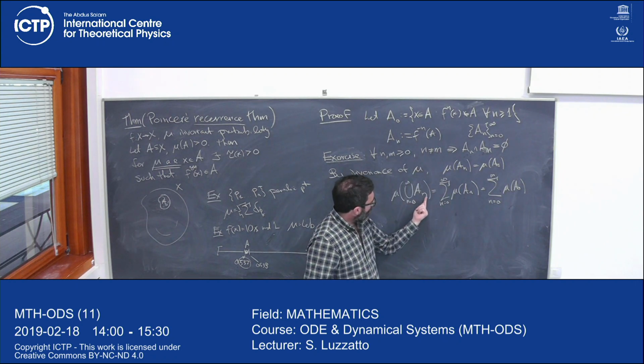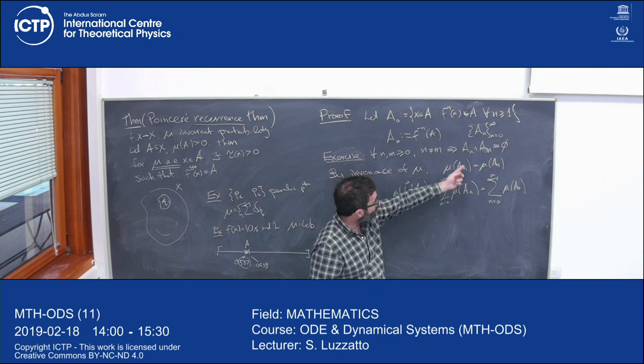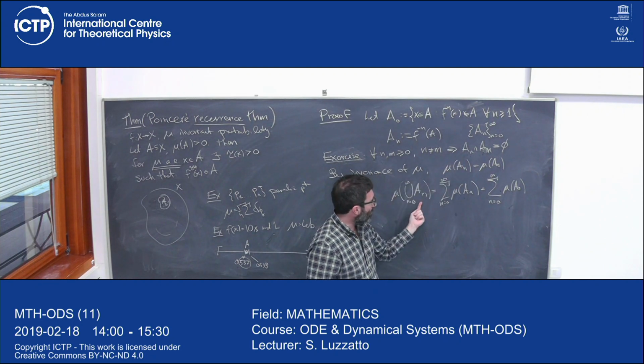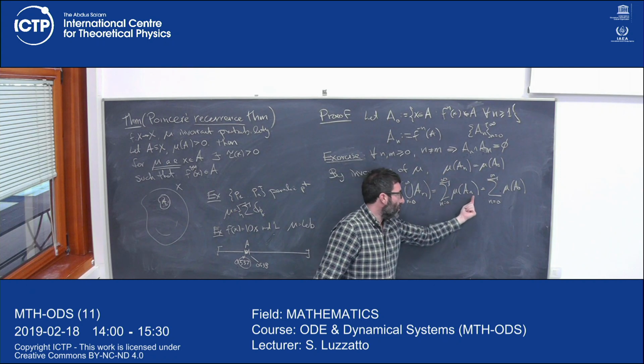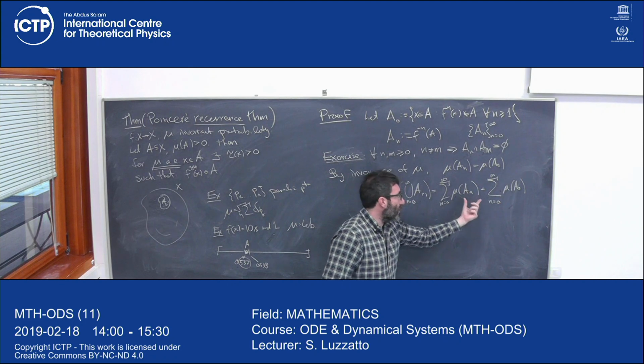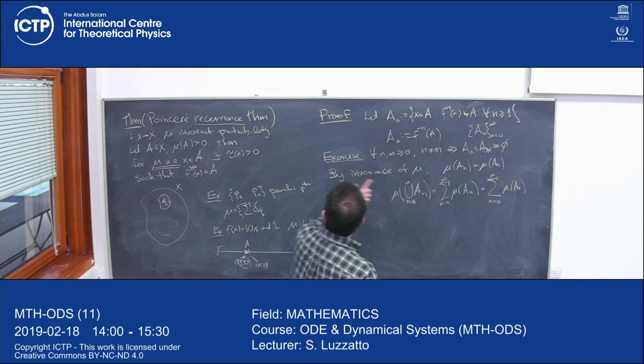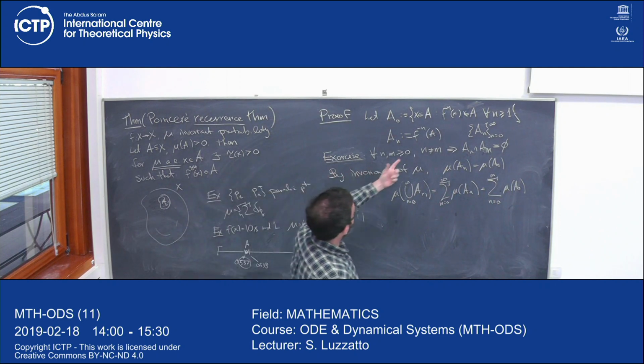So you see, we take the union of the A_n, but because they're disjoint, we use this crucially, then we can write this as the sum of the measures of all the A_n's, but because of the invariance of the measure, each of these is just equal to the measure of A0. Because I forgot to say that, but it's an obvious consequence.